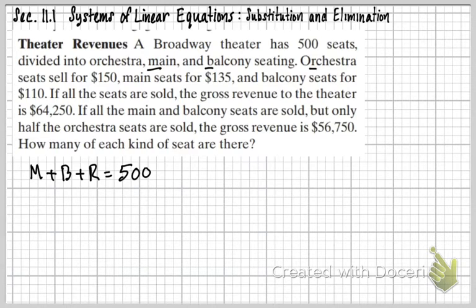So if I want to talk about how much money it costs for, let's say, orchestra seats, I would write 150R, and that's going to be the dollar amount of the orchestra seat tickets. Okay, so it says if all the seats are sold, the gross revenue is $64,250. So that means the amount of money from the orchestra seats is 150R, plus 135M for the main seats, plus 110B, and that's going to equal 64,250. So that's the second equation.